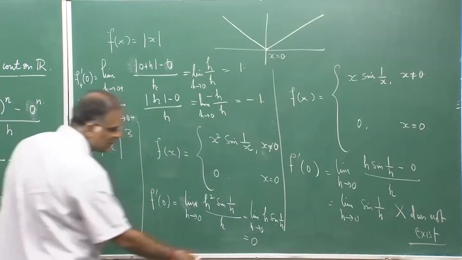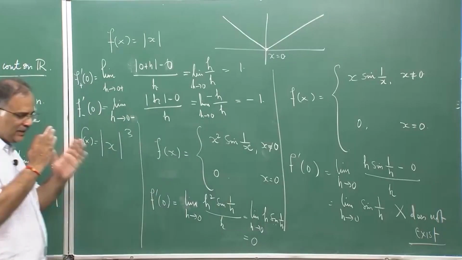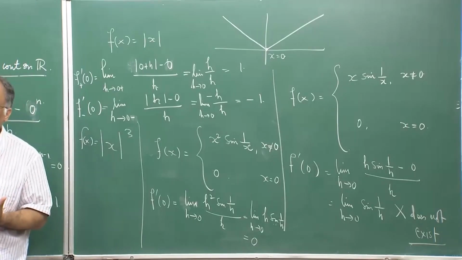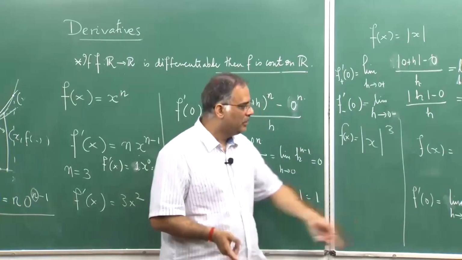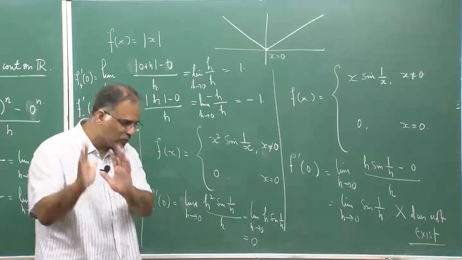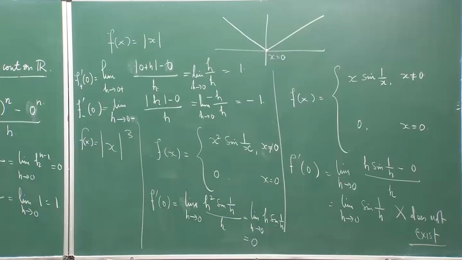So this value, please remember, sine 1 by h is a bounded function. So basically if you have two functions f and g, and if one of them is bounded and the other goes to 0, then the whole product of those two will go to 0. So this is some simple idea.